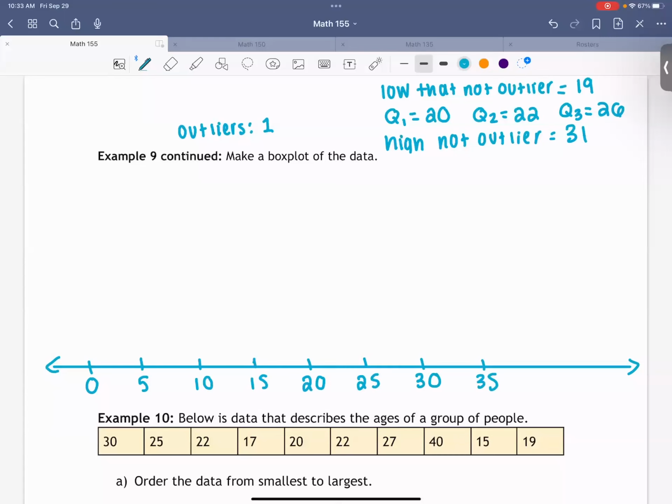Okay. When I make my box plot, the first thing I want to do is plot my outliers. Outliers are plotted using circles, stars, or whatever. So I'm just going to put a star about where 1 would be above my number line. Okay, so that's my outlier.